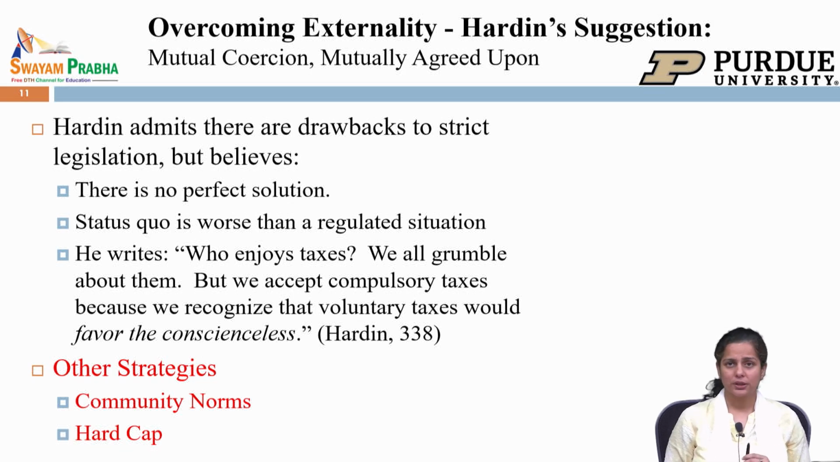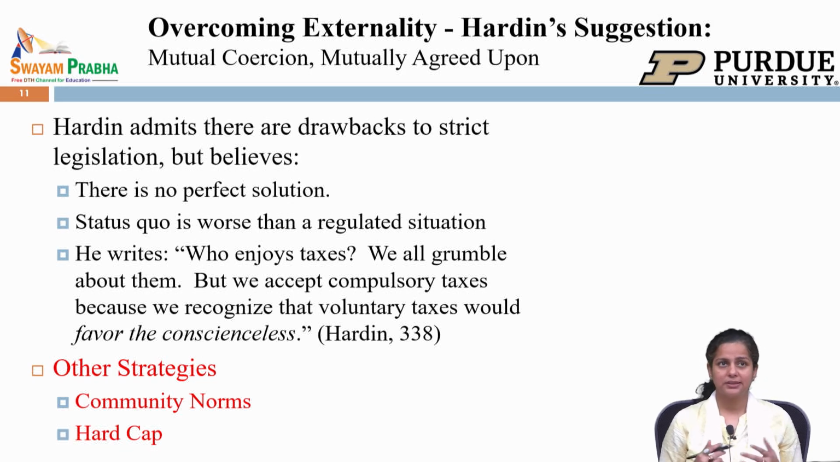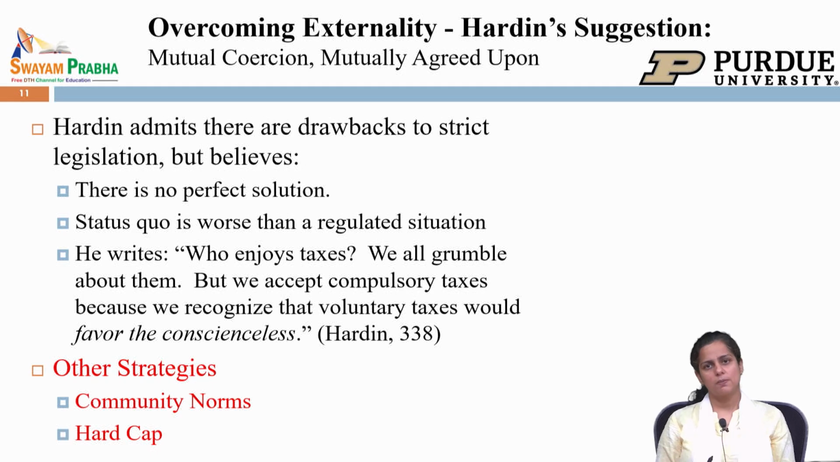So, how do we overcome externality? What Hardin suggests is mutual coercion, or mutually agreed upon rules. So, the communities can come together and talk about how we actually go about preserving this common pool. There are drawbacks to strict legislation, but of course there is no perfect solution. And of course, the status quo will be worse than the regulated situation.